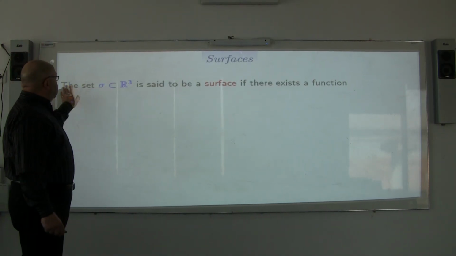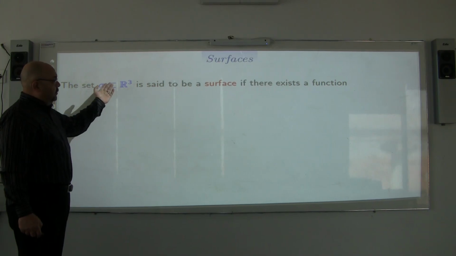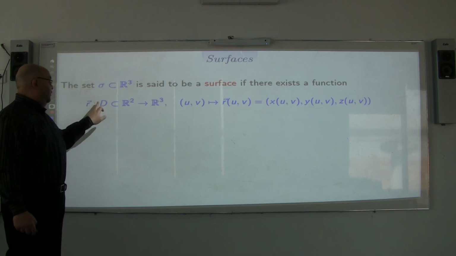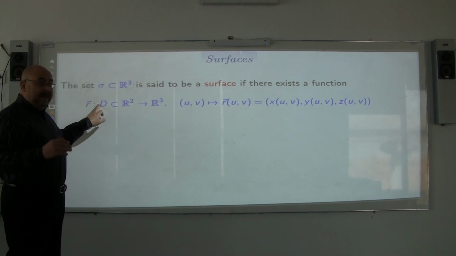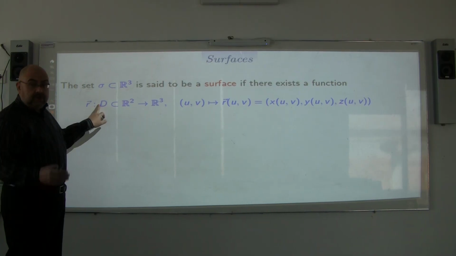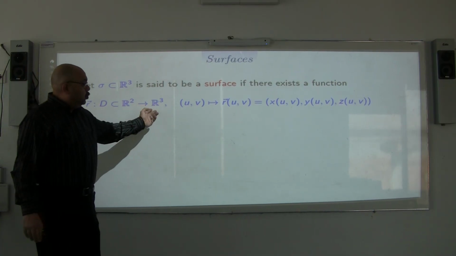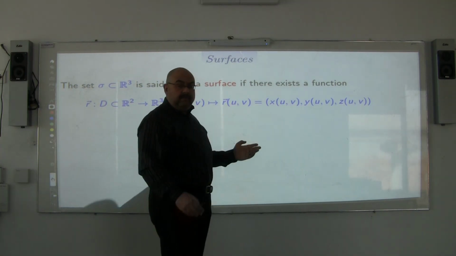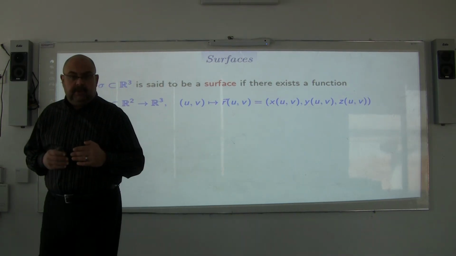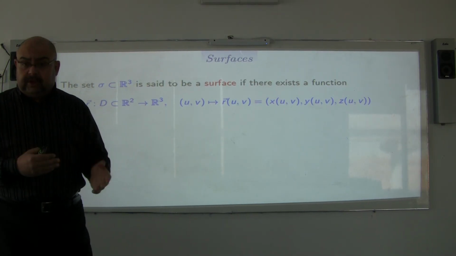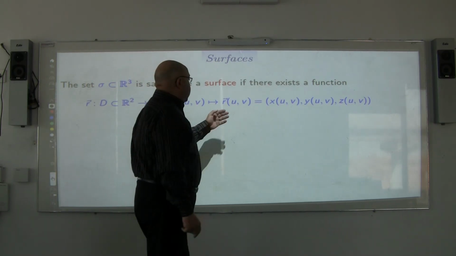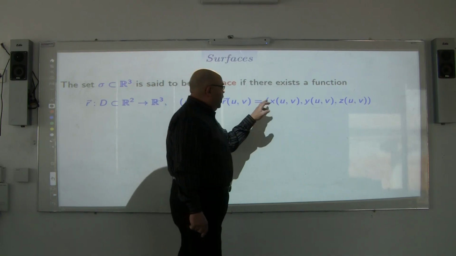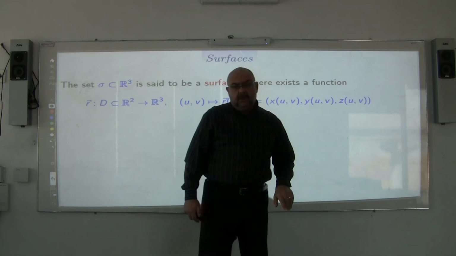So a surface, the set sigma, which is a subset of R3, is said to be a surface if there exists a function r, defined through its domain, mapping or translating elements from R2 into R3. So u and v, r of u and v, is going to be moving stuff from R2 into R3, a transform from R2 into R3. How is it going to work? r is a function of u and v, and for R3, the images will be x of u and v, y of u and v, and z of u and v.